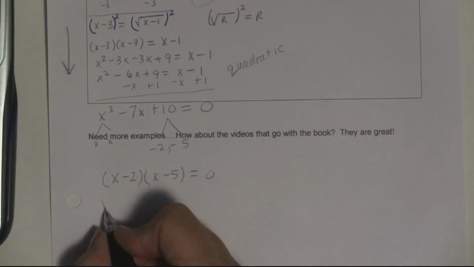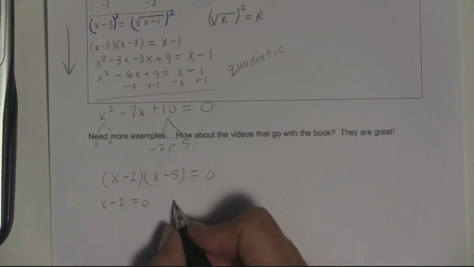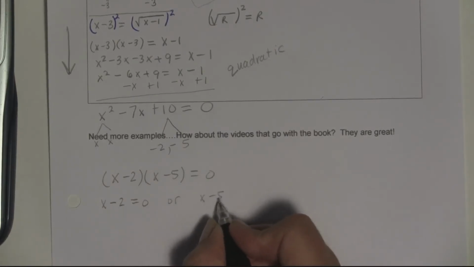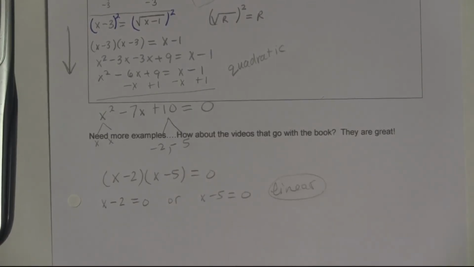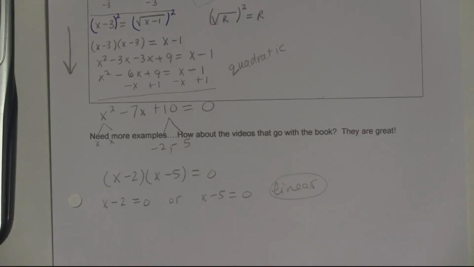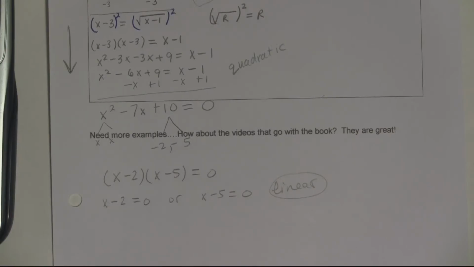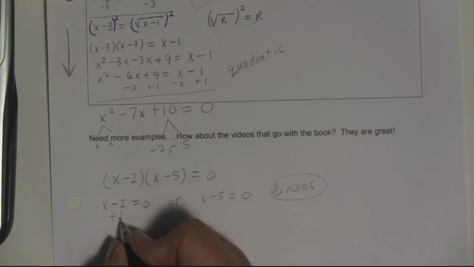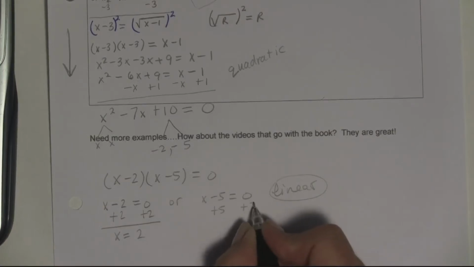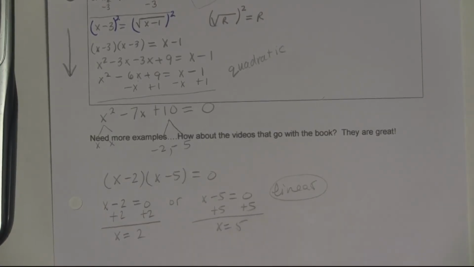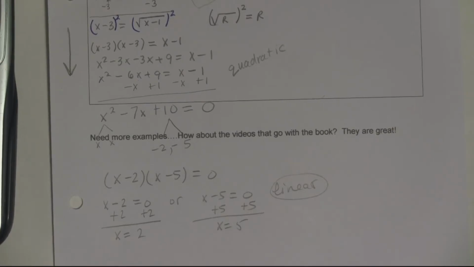And now when we do the zero property, x minus 2 equals 0, or x minus 5 equals 0. We've turned it into two linears. That's the strategy every time you're solving: turn it into 2 of something you know, or 3, or 4 of something you know, and then use your I-know-how-to-solve-this method. So we're going to add 2 to both sides. And then this is when I start to say to myself, there's my answer.